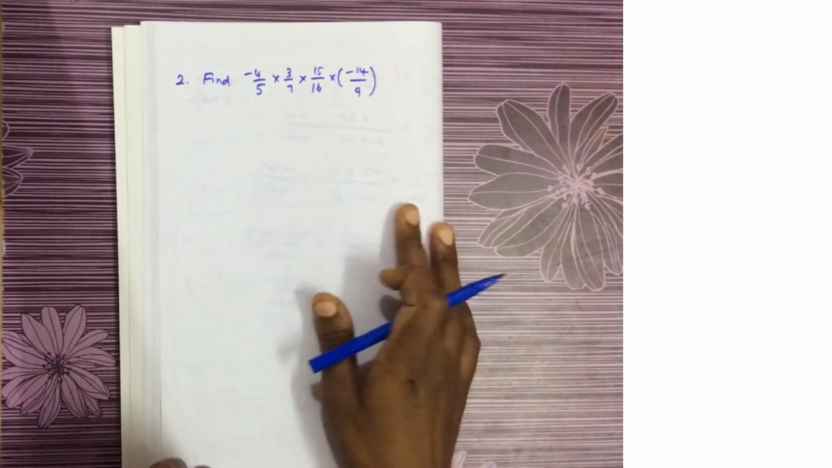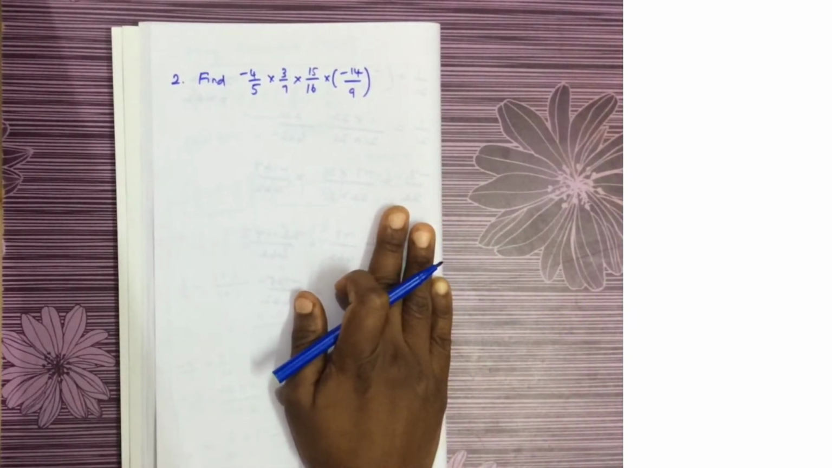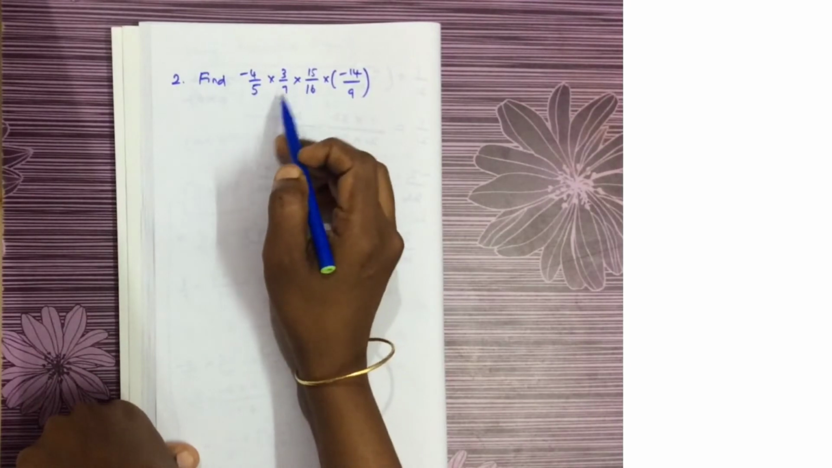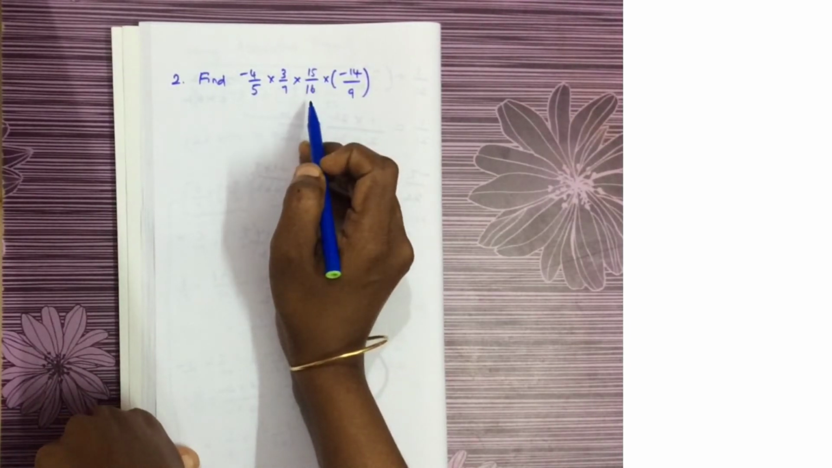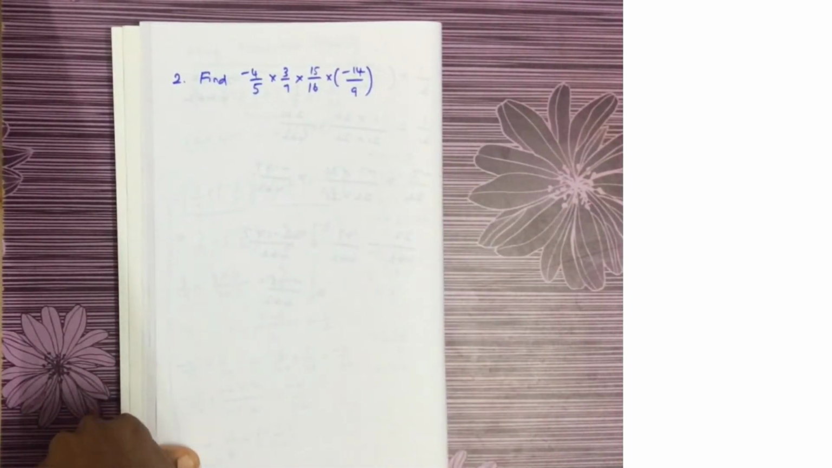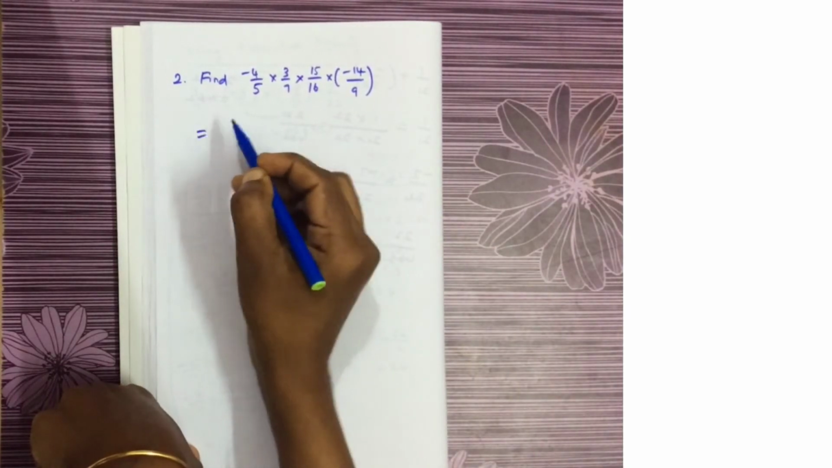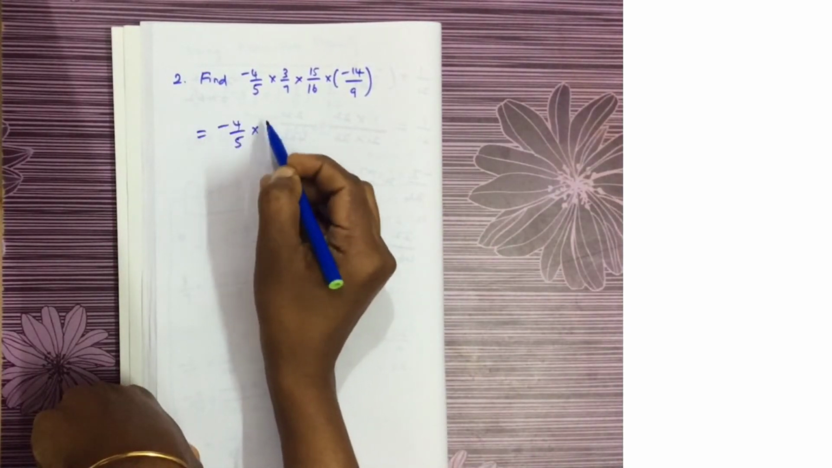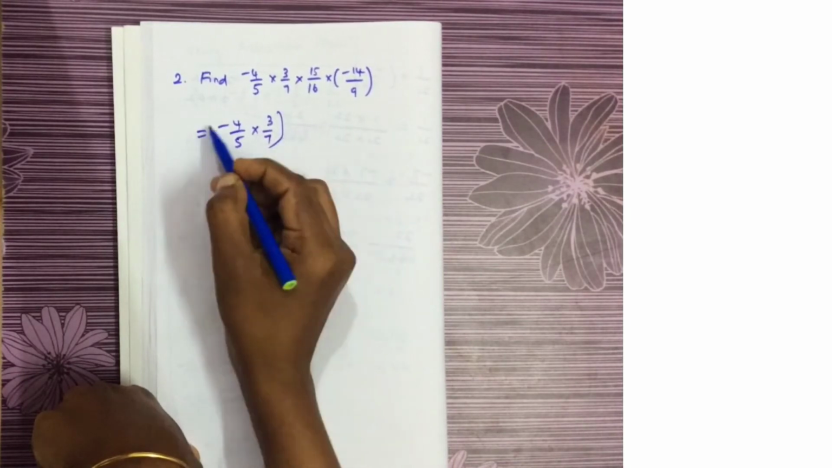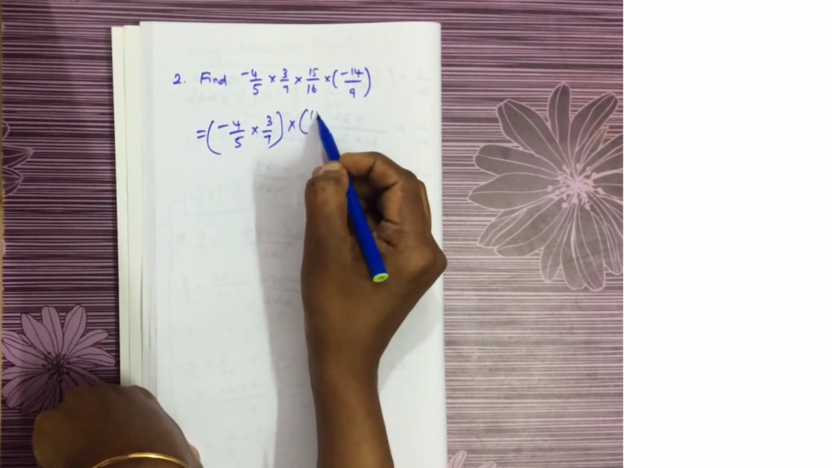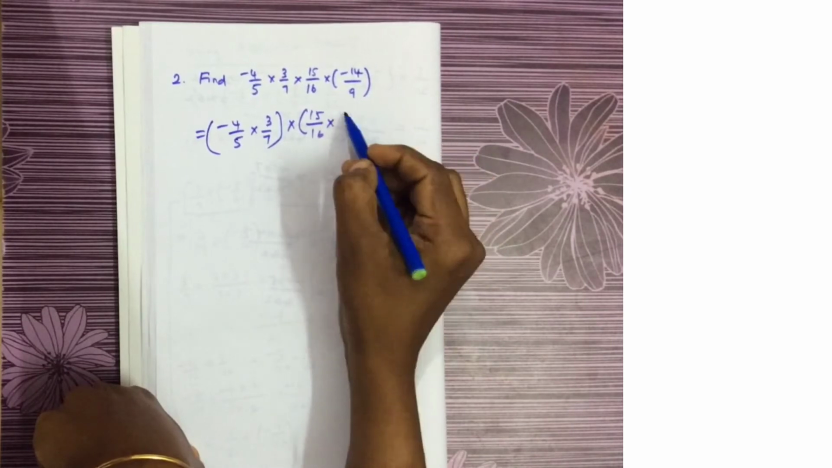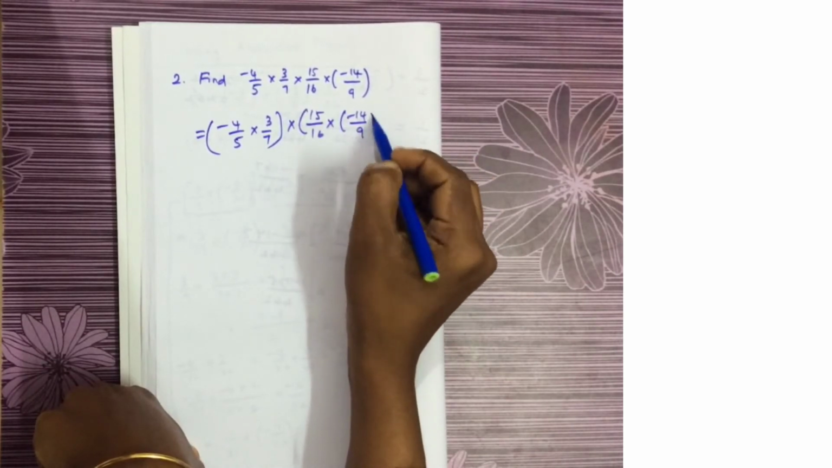So here it is, the question. This is from your book. Minus 4 by 5 multiplied by 3 by 7 multiplied by 15 by 16 multiplied by minus 14 by 9. First we will solve without using property, and then we will solve using property. Then only we can see the difference. So first we can solve minus 4 by 5 multiplied by 3 by 7 multiplied by 15 by 16 multiplied by minus 14 by 9.